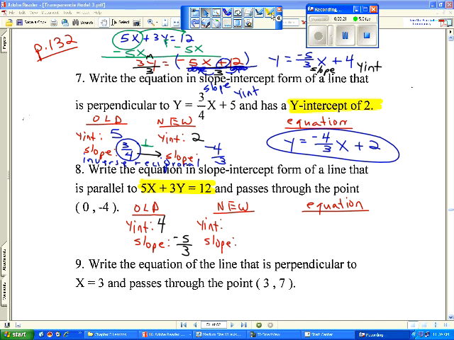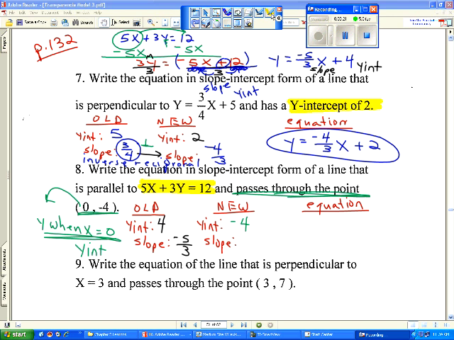It says it passes through the point (0, 4). That's the value of y when x equals 0, which is the definition of y-intercept. So that's the y-intercept of my new one, the value of y when x equals 0.